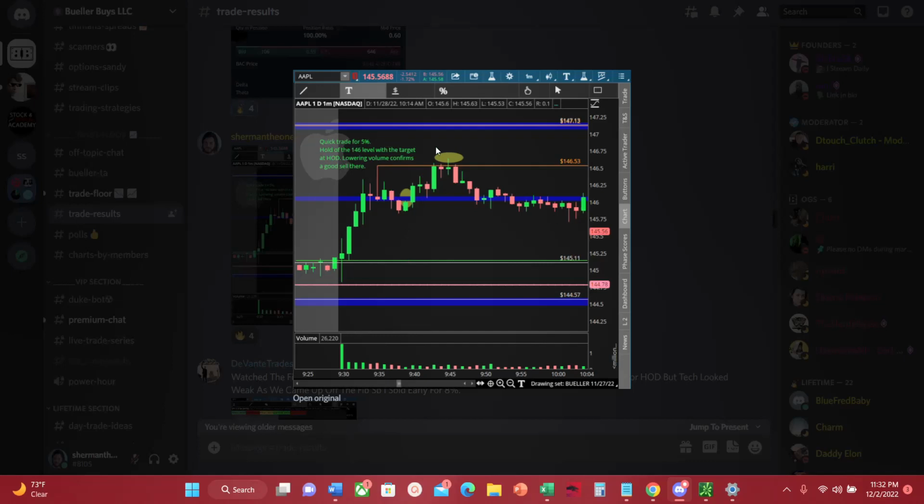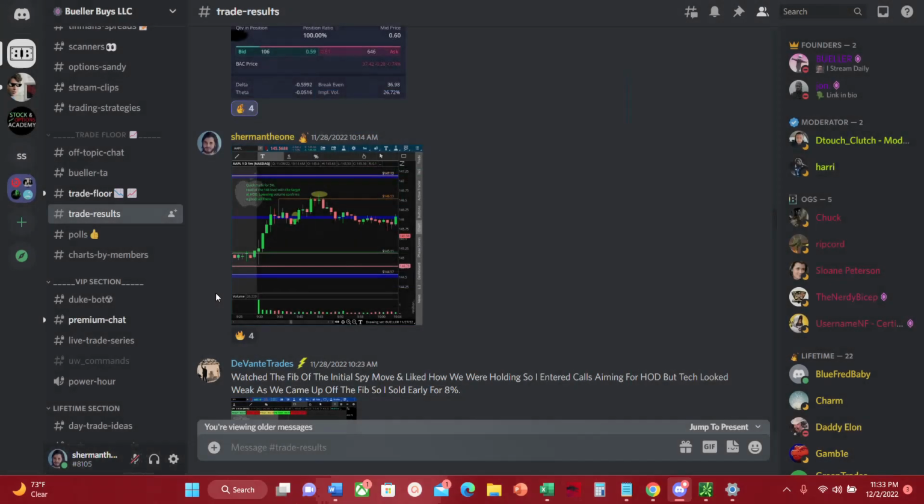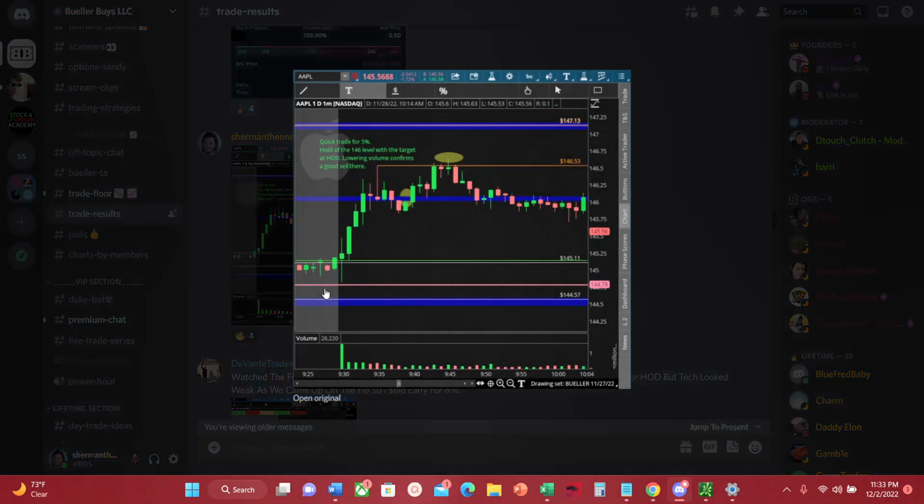Hold of the 146 level with the target at the high of day. Lowering volume confirms a good sell there. Yeah, I took the increasing volume here. Already retested it. And yeah, take it to the high of day. Super easy trades. There's not much to it.